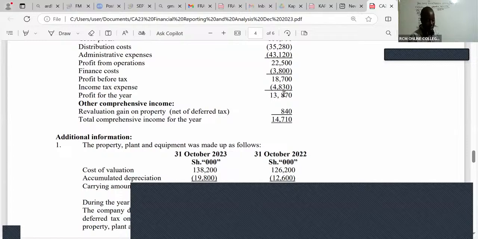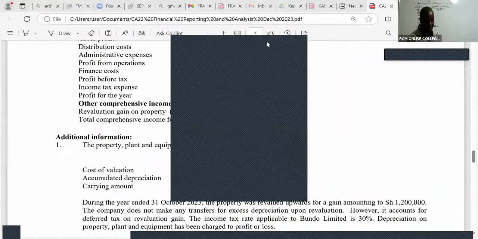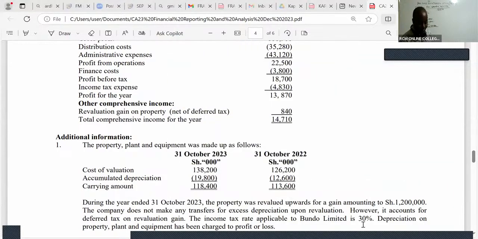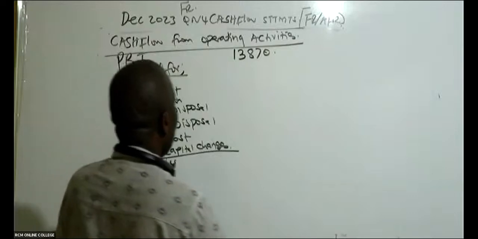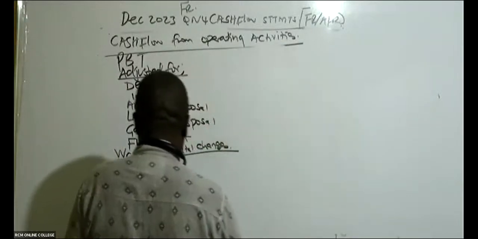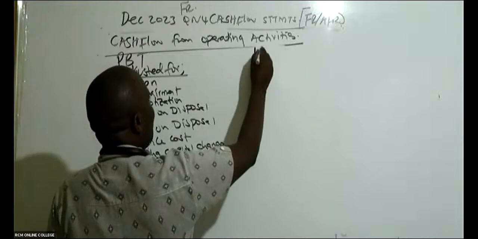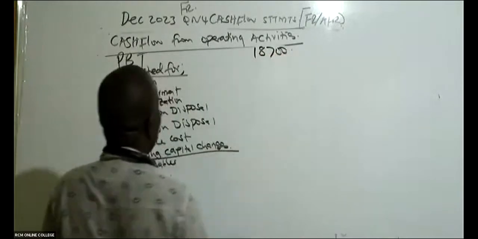I'm picking profit for the year. It's good I shared this. Profit before tax is 18,700. That is the profit before taxation. So profit before taxation is 18,700.